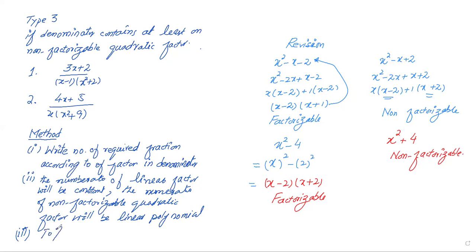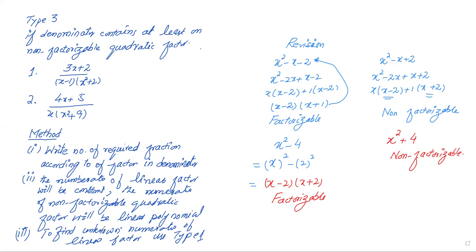Third step: to find the unknown numerator of the linear factor, use the type 1 method.